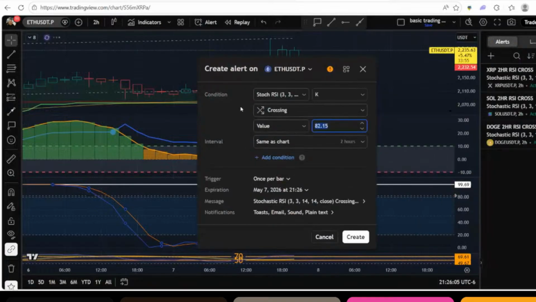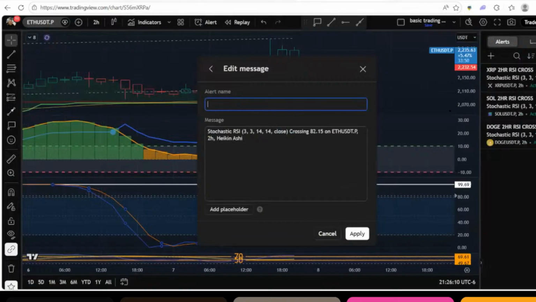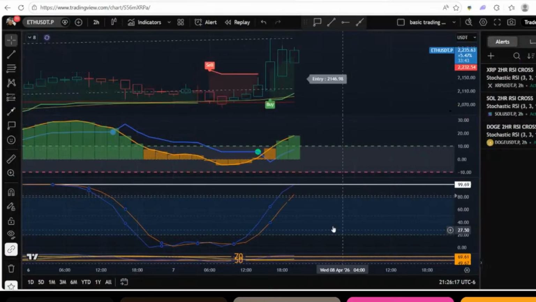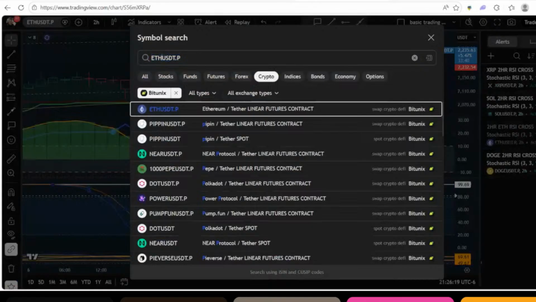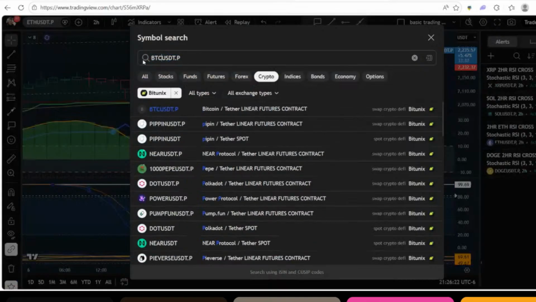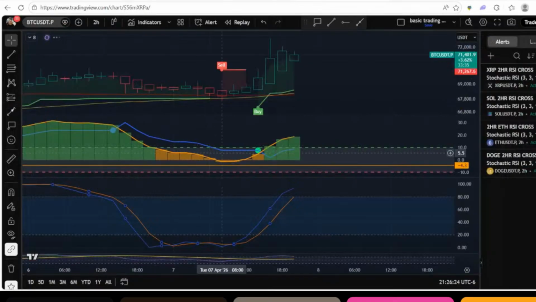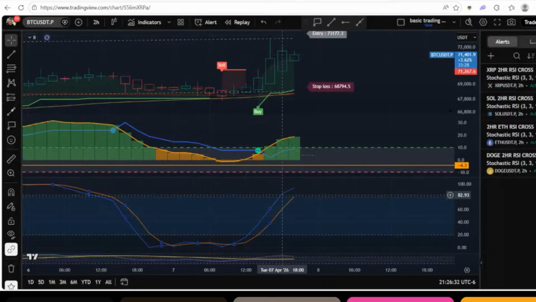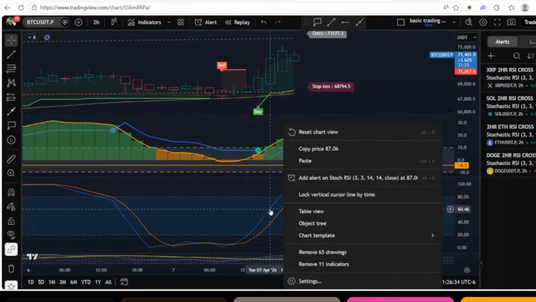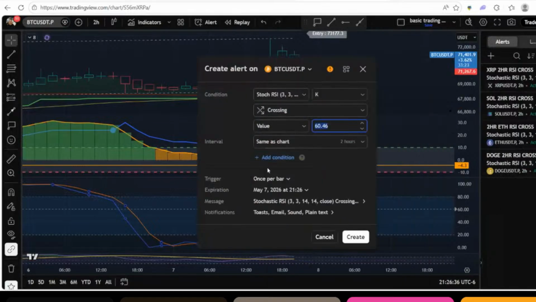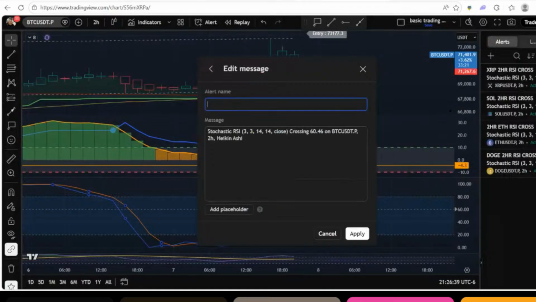And that's because Ethereum kind of moves the market for the other coins. So this is 2-hour ETH RSI crossing. And then the last one is going to be Bitcoin. So I can be aware of the market as a total. So I have Bitcoin, Ethereum, Solana, Doge, XRP. And this will allow me to get alerts on the whole market here.